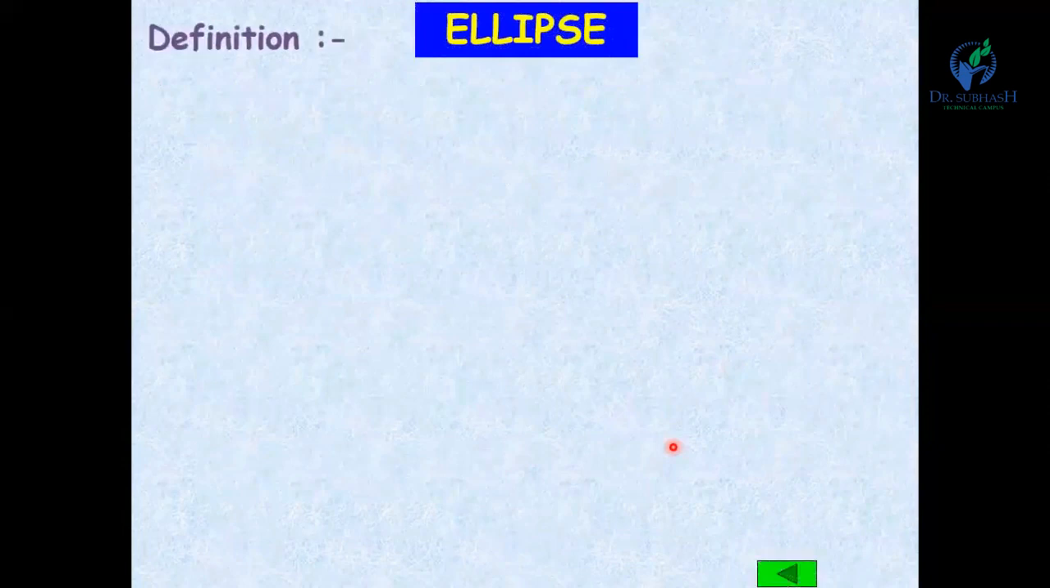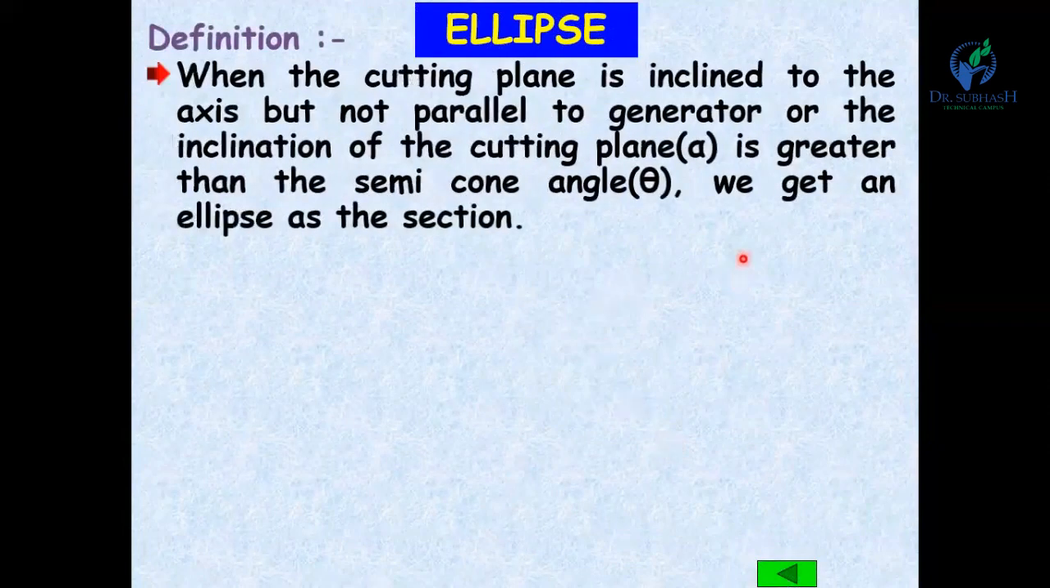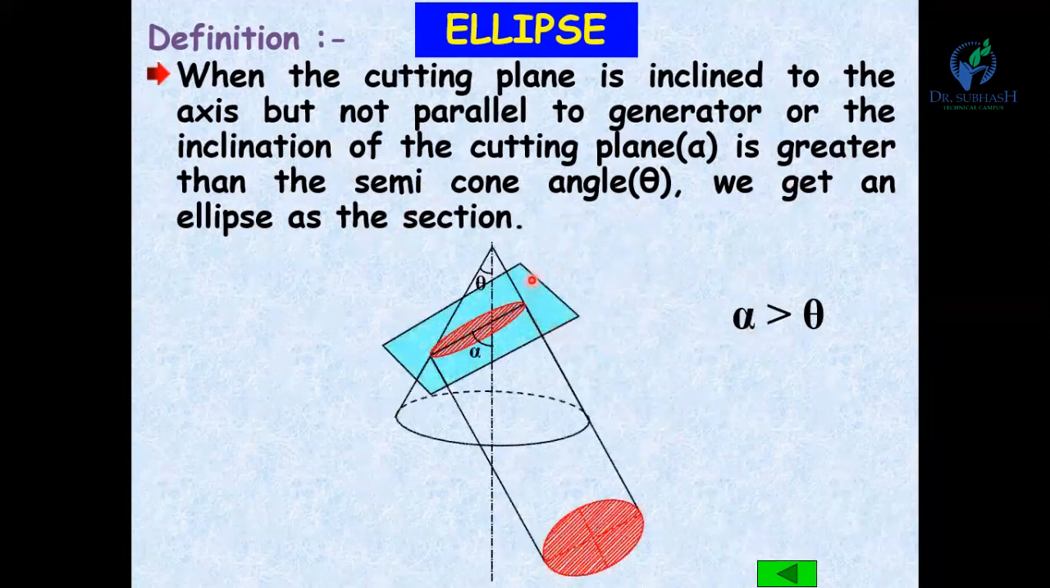Ellipse. When the cutting plane is inclined to the axis but not parallel to the generator, or the inclination of the cutting plane is greater than the semi-cone angle, we get an ellipse as a section. Now here in this case, the inclination of the cutting plane, which is alpha, is greater than the semi-cone angle theta. You can see this cutting plane is inclined to the axis at angle alpha, and this theta is the semi-cone angle. In this case, if alpha is greater than theta, then you will get an ellipse as a curve.